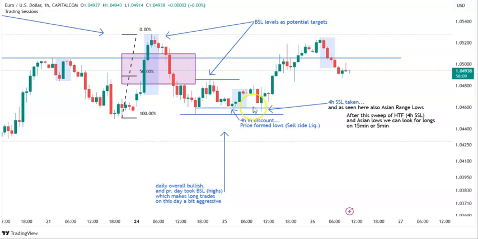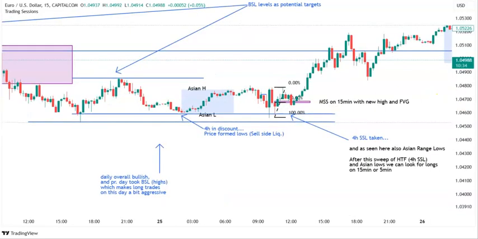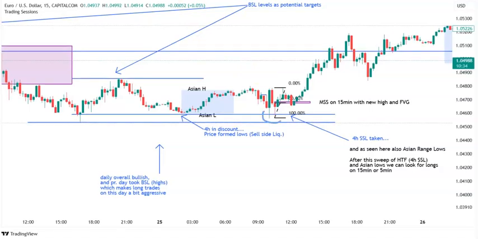Now once this liquidity was taken out, we can go to the lower time frames, such as 15 minute or 5 minute. And what did we see here? After this liquidity was taken, after the Asian session lows were taken, after 4-hourly sell side liquidity was taken, and as well the Asian range lows, we can start looking for a possible market structure shift on the 15 minute time frame. We need a break of the structure, and you can combine it also with the 5 minute. So what do we see here?